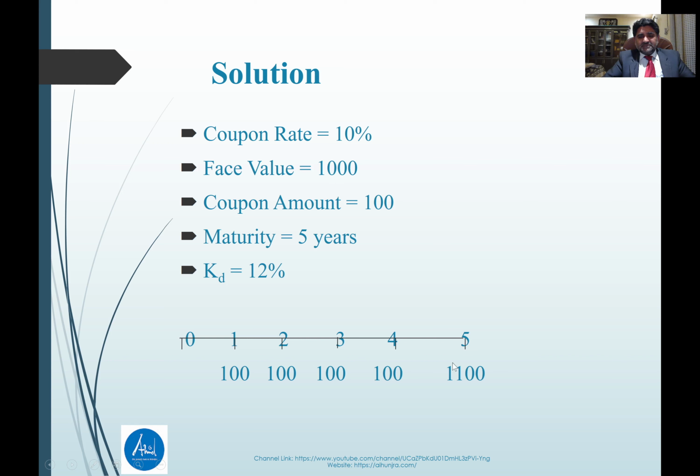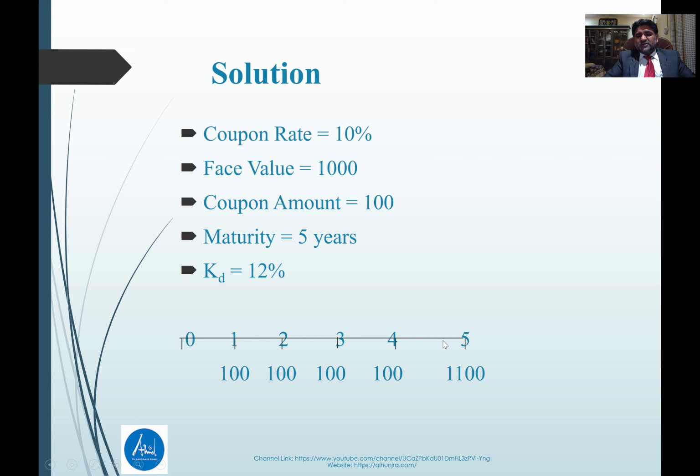How is it 1,100? Look, the face value. The investor or bondholder will receive the face value at the time of maturity, or end of life. The time of maturity is the 5th year. What was the face value? 1,000. So the bondholder receives it at the end of the 5th year. At the end of the 5th year there are two payments. One is the coupon payment of 100.